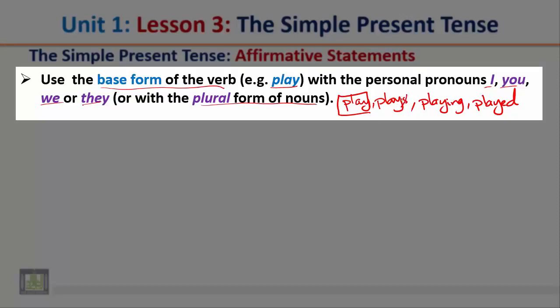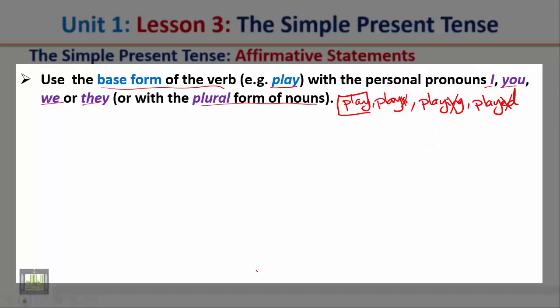Why? Because here we have s. Playing is not a base form. Why? Because here we have ing. Played is not a base form because it has ed at the end. So these are called suffixes. So when we delete the suffix, then we'll have the base form. So the base form of the verb means the verb without any suffixes.